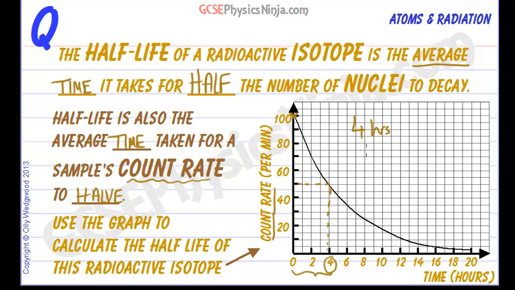Now that time should be the same if we start at 50. If we started at 50 and halve 50 to get to 25, what's the time taken? Well, we rule across from 25 and then we hit 8. And so the time taken to get from 50 counts per minute to 25 counts per minute is from 4 to 8. Again, 4 hours. And that's the half-life. It's always going to be the same, no matter where you start from. If you started from 80 to 40, it would be the same time. So that's how you measure half-life of a radioactive material.